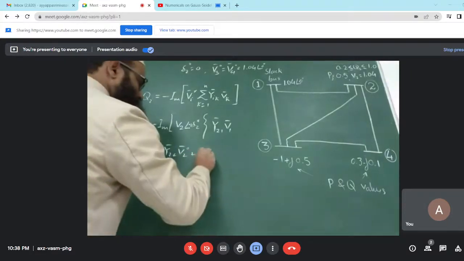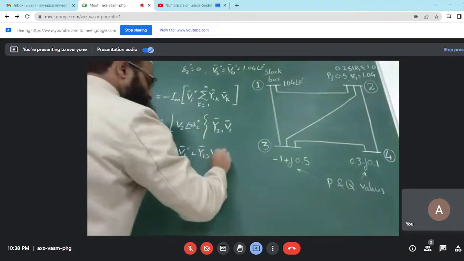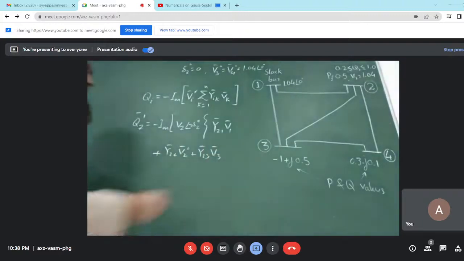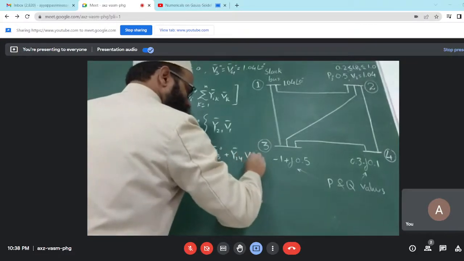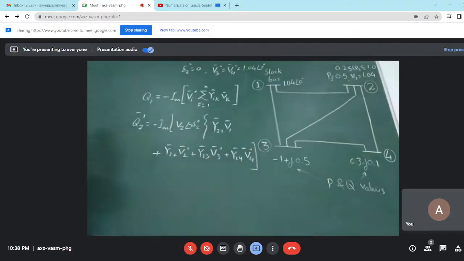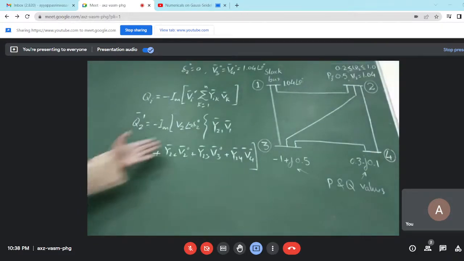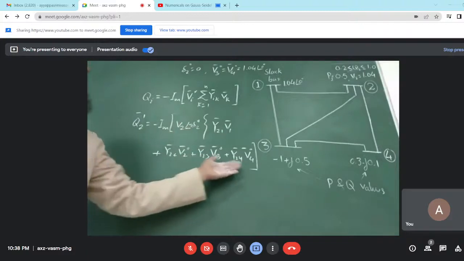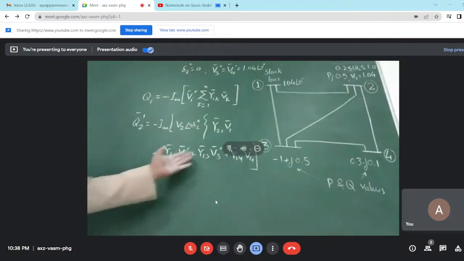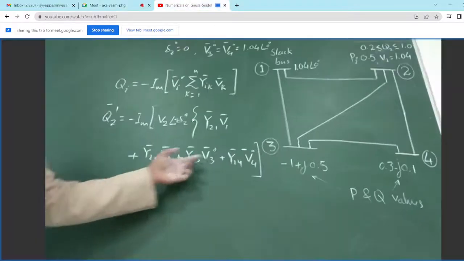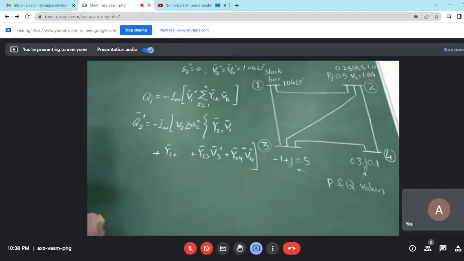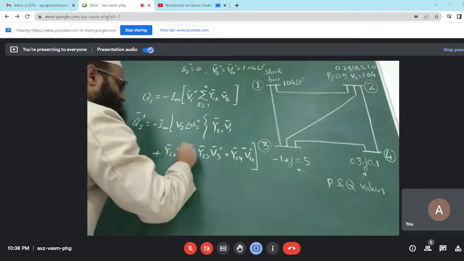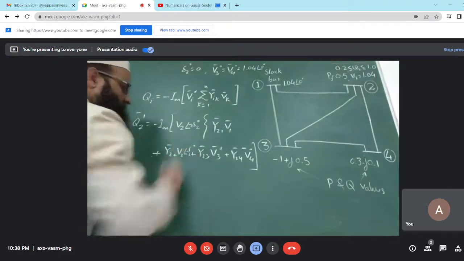Plus Y23 V3 0, plus Y24 V4 0. Any doubt? Is it fine? So you know the values of Y21, Y22, Y23 and Y24, and you have assumed the initial values of V2 0, V3 0, V4 0. So instead of writing V2 0, we may write V2 magnitude angle delta 2 0.